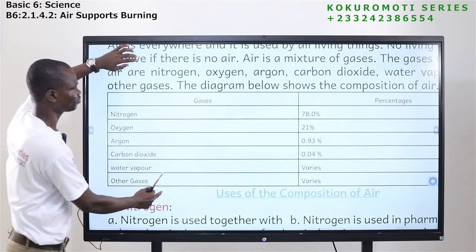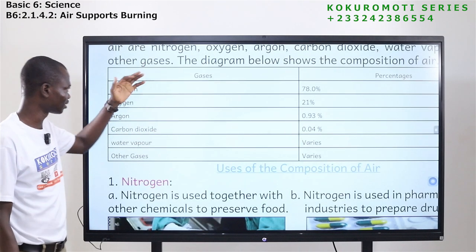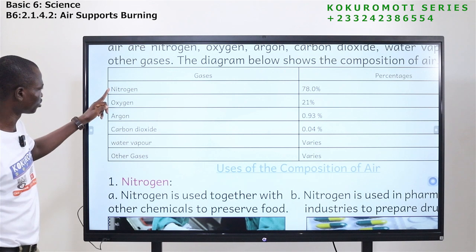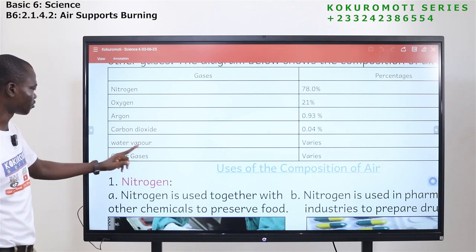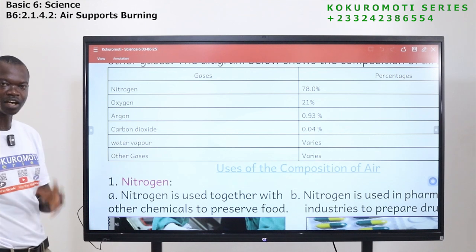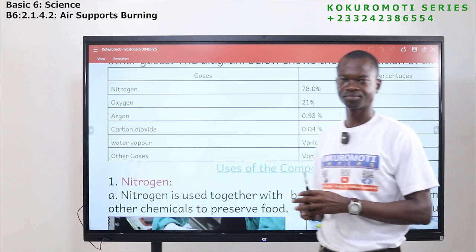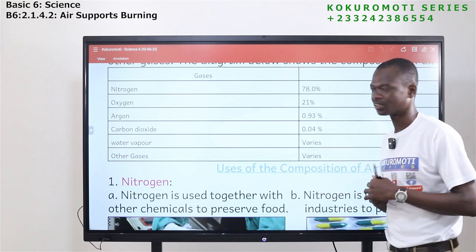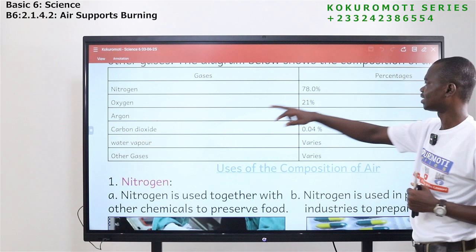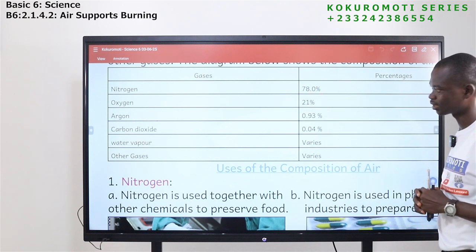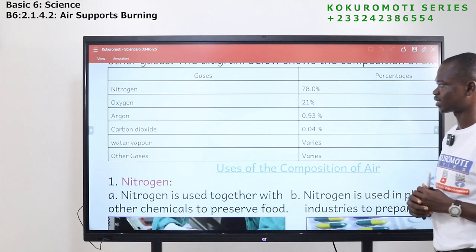Now, I said it's made up of different gases. So these are the gases. We have nitrogen, oxygen, argon, carbon dioxide, water vapor, and other gases. Now, all these have their percentage. So in the air that we breathe, the percentage of nitrogen is 78%. The percentage of oxygen is 21%.